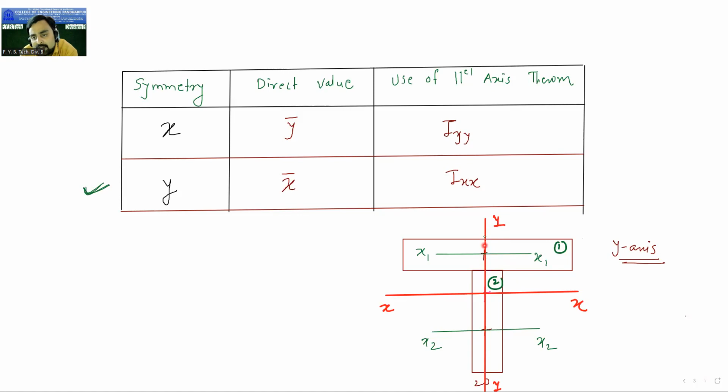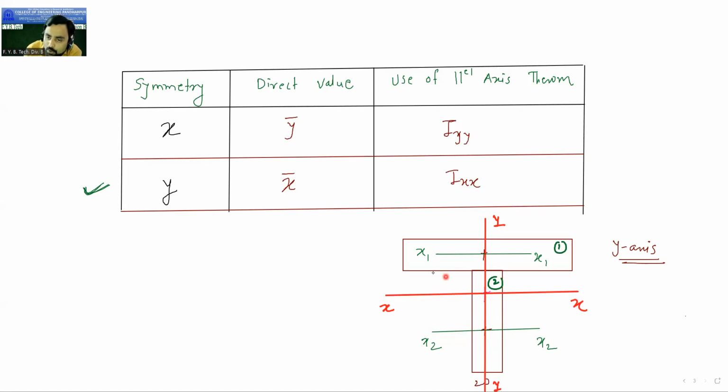So the y1 axis of the first figure will lie here. Then the y2 axis of the second figure will be here. And this is the y-axis of the total figure. So y1, y2 and y are lying on the same line of action. That is why there is no need to use the parallel axis theorem to calculate Iyy.